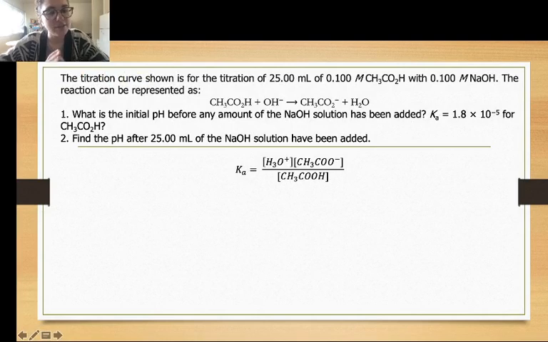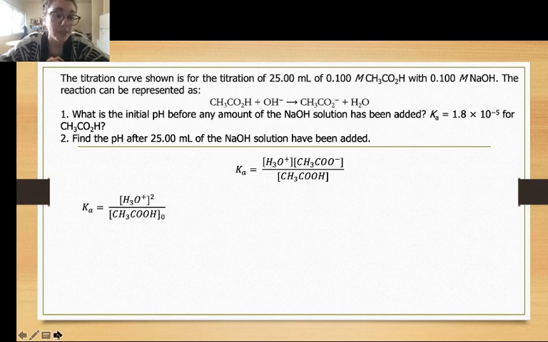Okay, rolling through. All right, the titration curve is now with a weak acid and a strong base. Cool. I'm going to write out my equation here. I know that I have a base, and it's asking me what the initial pH is before any amount of NaOH has been added. So I'm going to look at my Ka here, and it's going to have H3O+ and my acetic acid, so my conjugate base, over my HA.